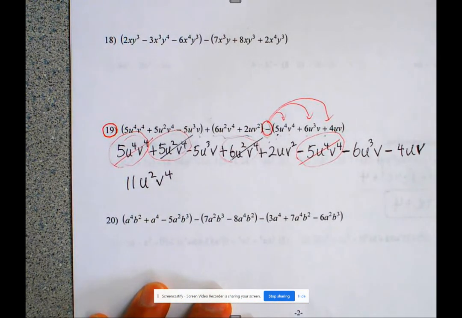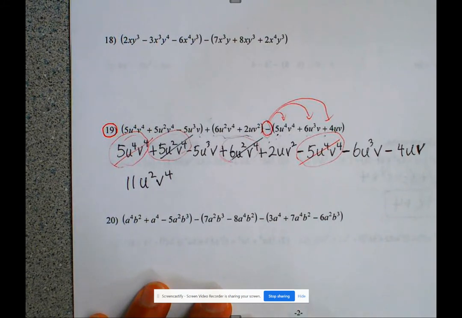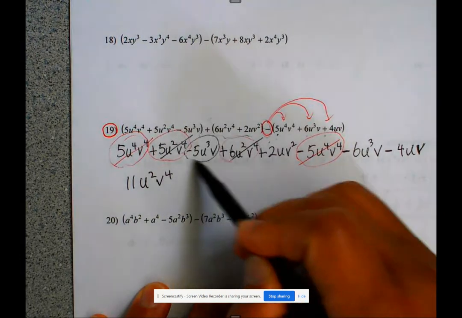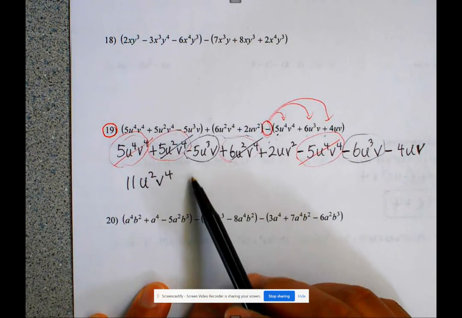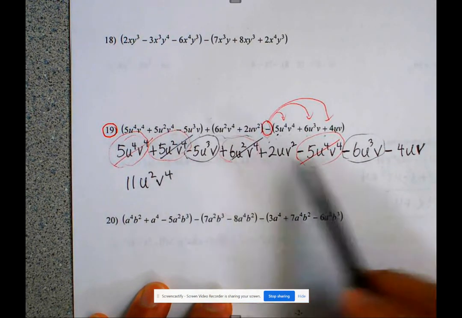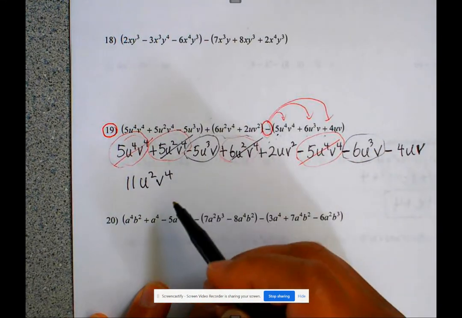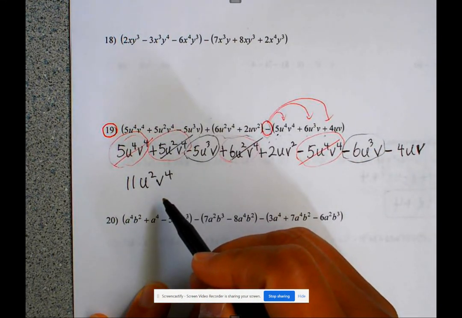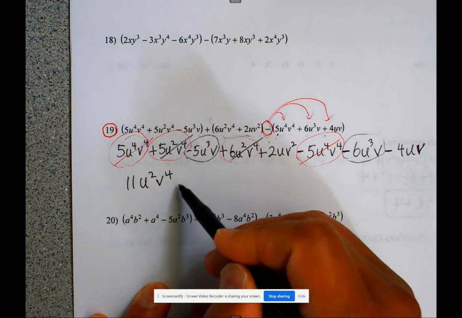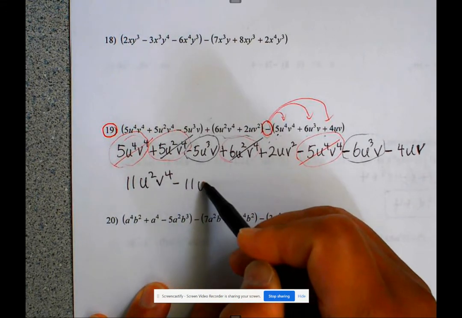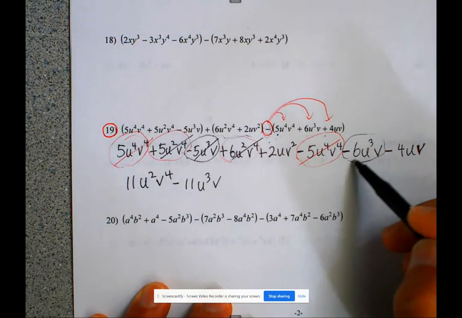Very good. Someone else? I want you to think about things to combine. Can someone else tell me which ones to combine? Anyone else? Someone different? Yeah, go ahead. Negative 5u to the third and 6u to the third. Very good, excellent. Good job. All right, so what happens if you combine negative 5u to the third v and negative 6u to the third v? How many negatives do you have? Negative 11. All right, negative 11u to the third v is correct. Very good, excellent.